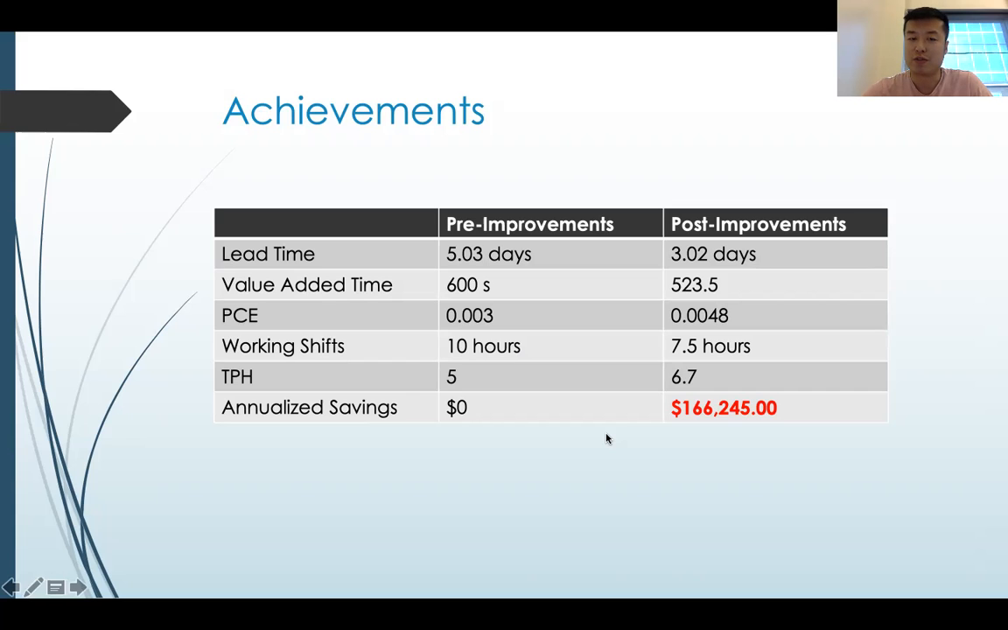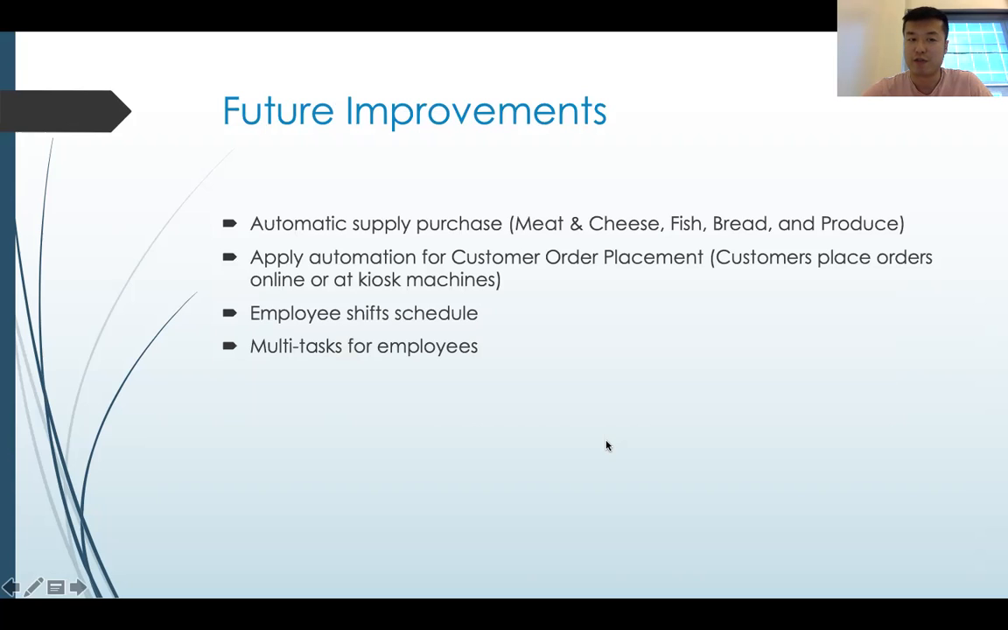However, we can still make some other changes to improve the whole process. In the future, maybe we can apply automatic supply purchase to all those products, not only for the supplies, but for all the raw materials to make the sandwich. And maybe we can apply automation for customer order placement. Maybe we can do a cell phone app, have customers place orders online, or maybe just add kiosk machines. That way, we can get rid of the first step.